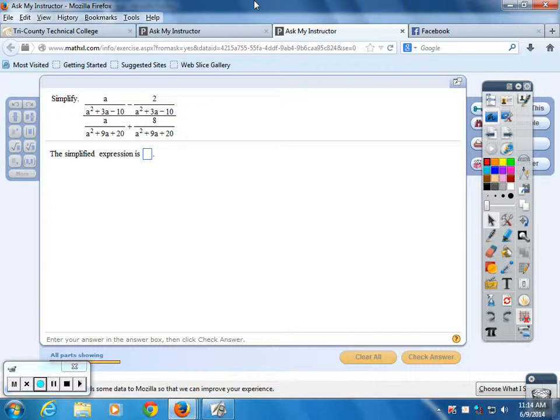A over a squared plus 3a minus 10. That's your first fraction. Minus 2 over a squared plus 3a minus 10. The same denominators up top. Divided by a over a squared plus 9a plus 20 plus 8 over a squared plus 9a plus 20.